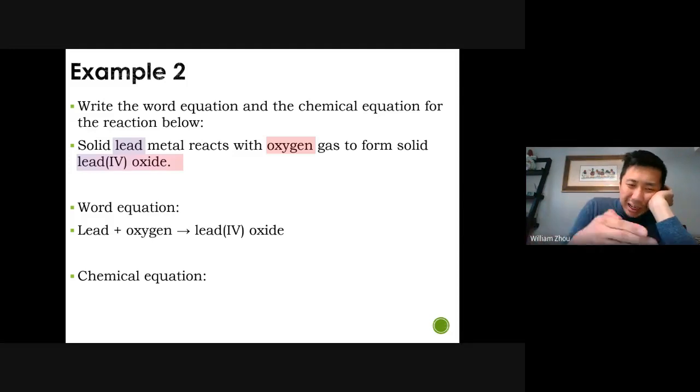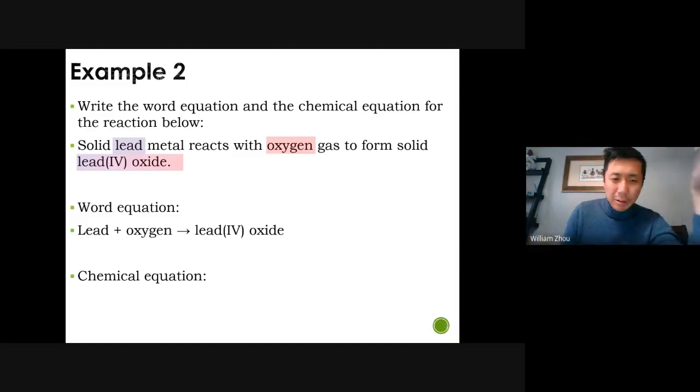Notice that I didn't put lead metal. That's not necessary. Just lead because metal is not part of the name. Oxygen gas, I only put oxygen because gas is not part of the name for oxygen. Gas is telling you that it's a gas. You don't need that for a word equation.